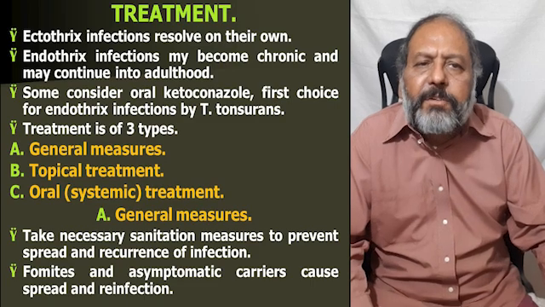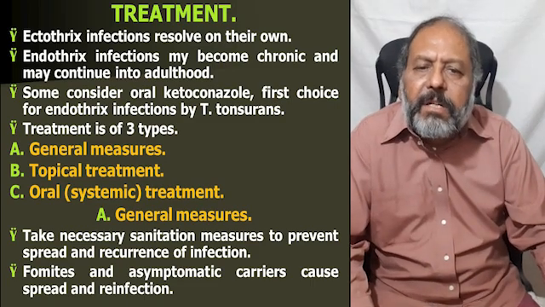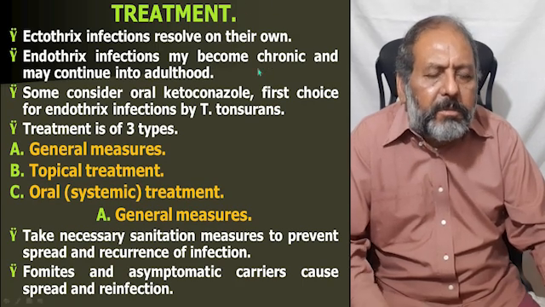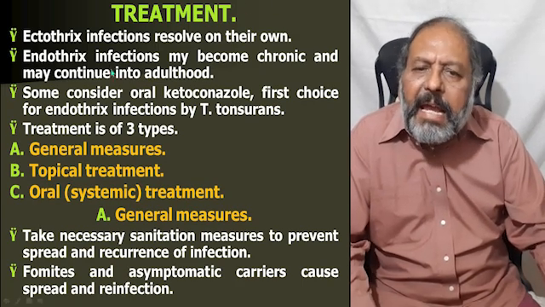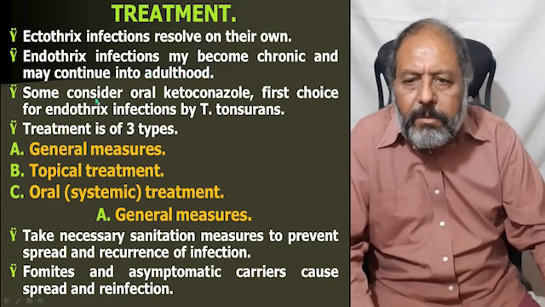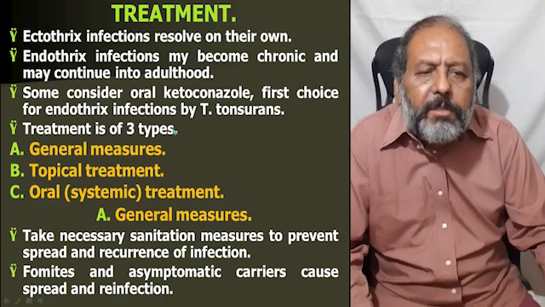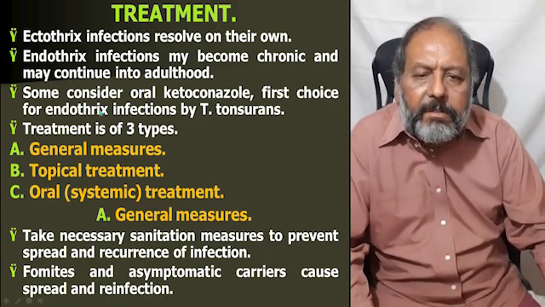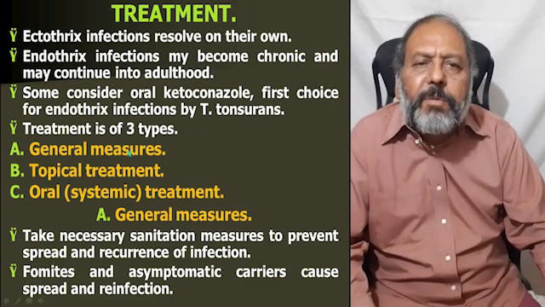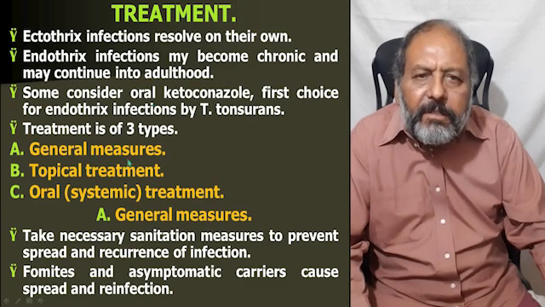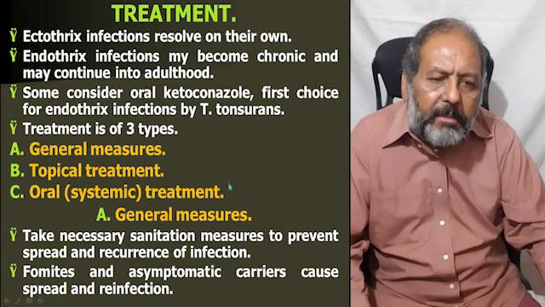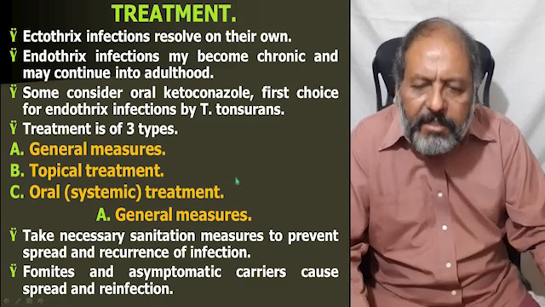Now, coming to the treatment of Tinea capitis, ectothrix infections resolve on their own because the spores just get off. But endothrix infection may become chronic and may continue into adulthood. Some consider oral ketoconazole the first choice for endothrix infection by Trichophyton tonsurans. Treatment mainly is of three types: number one, general measures, number two, topical treatment, and number three, oral or systemic treatment. First, the general measures.